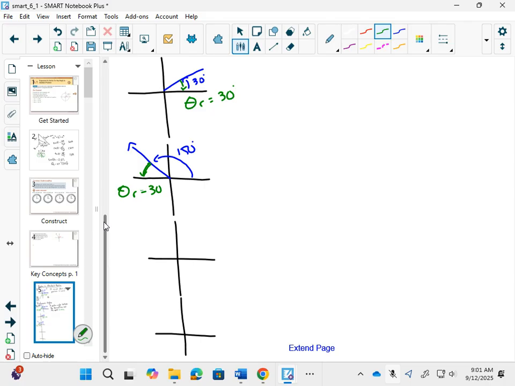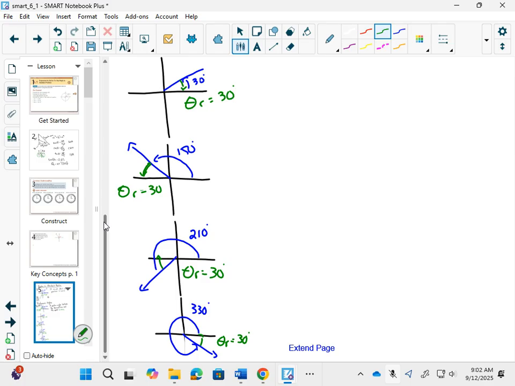In quadrant 3, if I had started with 210 degrees, again, that would be my reference angle there. My reference angle would be 30 degrees again. And finally, if I went in quadrant 4, 330 degrees, my reference angle, once again to the nearest x-axis, would be 30 degrees. And the reason reference angles are so powerful is because they allow us to do trigonometry further on.